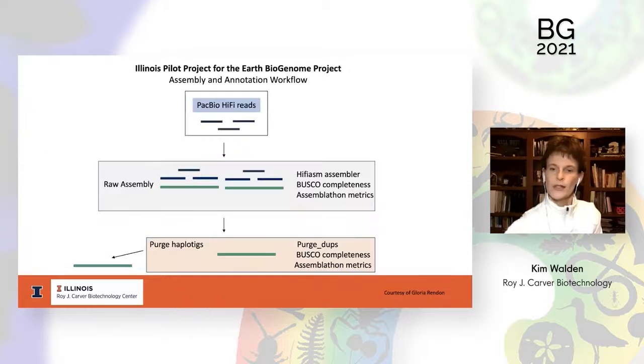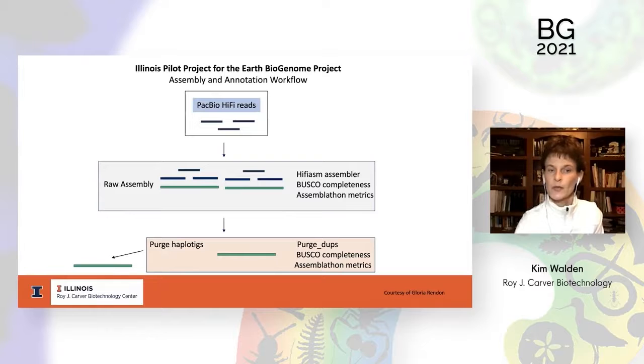The general assembly strategy for the pilot project was as follows. First, the PacBio HiFi reads were assembled with the HiFi assembler, which can produce partially phased genome assemblies. I should mention that our group tested multiple assemblers, determining that HiFi was the best assembler for our data. At all stages of the assembly process, the gene space completeness was assessed using BUSCO, an orthologous gene prediction pipeline.